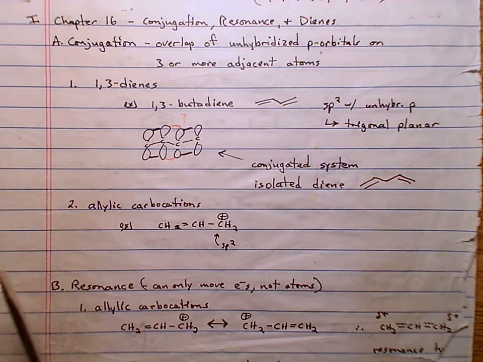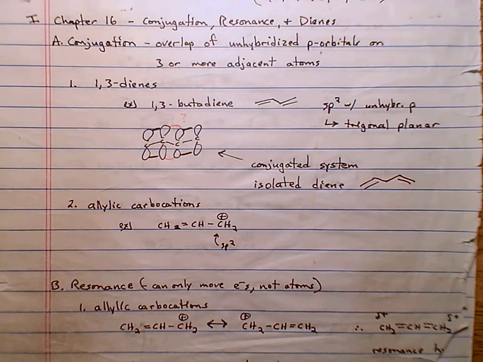Note, you can also get conjugation through allylic carbocations. If we have a CH2 double bond CH, we note the carbon next to a carbon of a double bond is the allylic position. And if you have an allylic carbocation, we can also get some conjugation. We'll look at that further in the future.